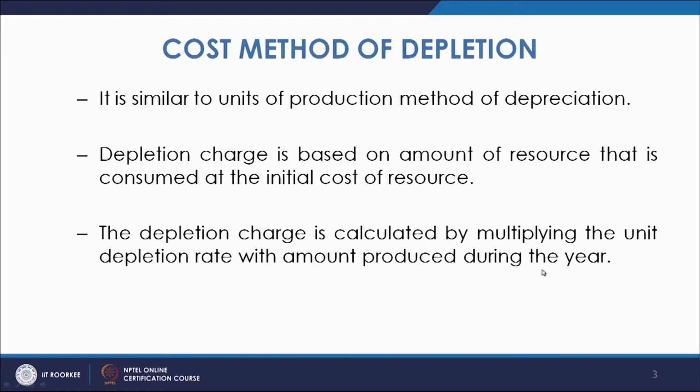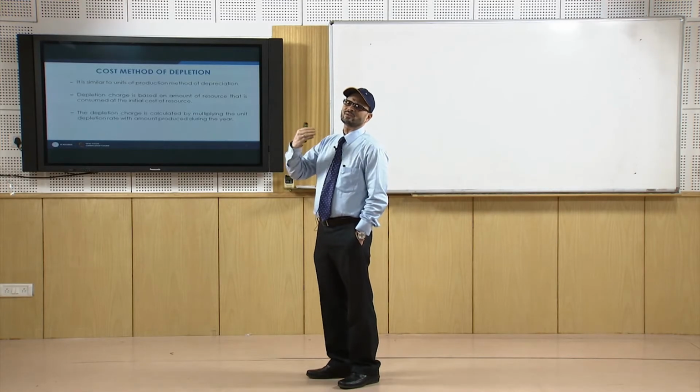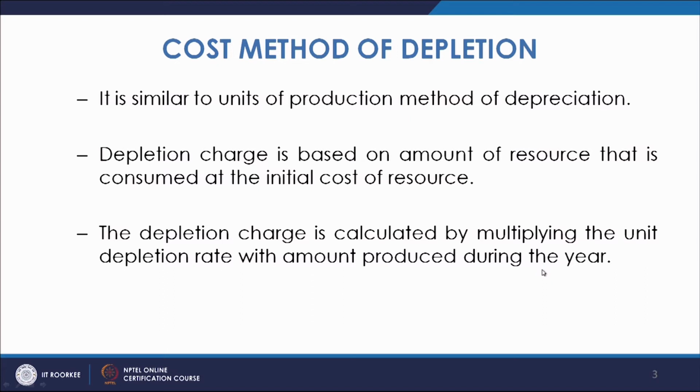The depletion charge is calculated by multiplying the unit depletion rate with the amount produced during that year. So, what we do is find the unit depletion charge and then multiply it with the amount which is produced, and you calculate the depletion charges.